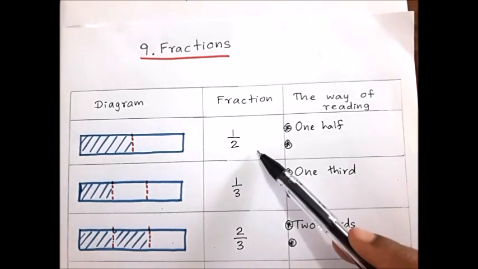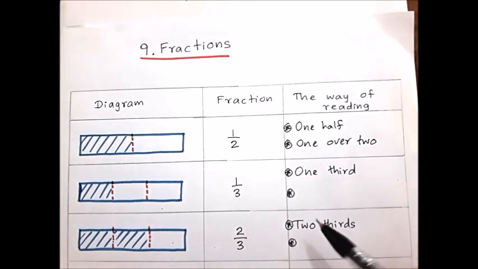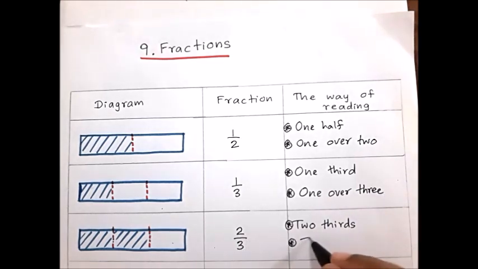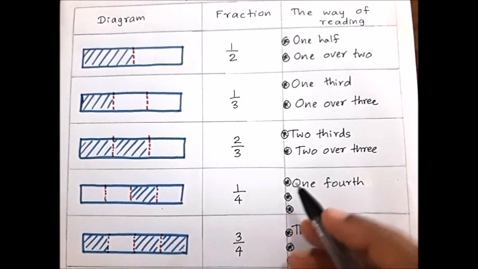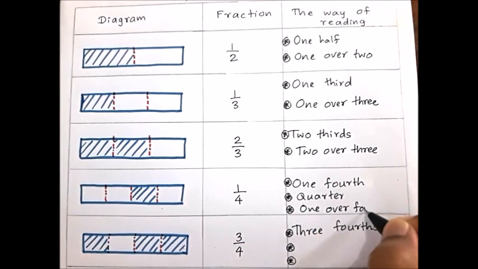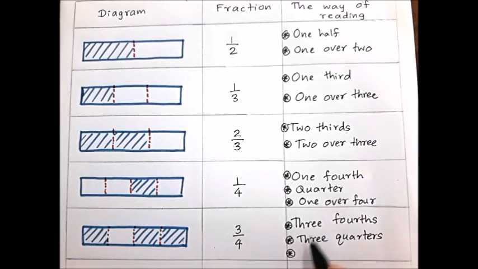Now I am going to write these fractions in another way. We can write it as 1 over 2. This one 1 over 3. Here 2 over 3. We can read this as quarter or 1 over 4. This one you can write as 3/4 or 3 over 4. When we are writing these fractions, we can use any method. All are correct.